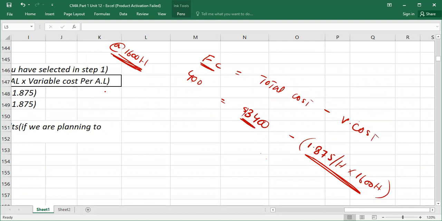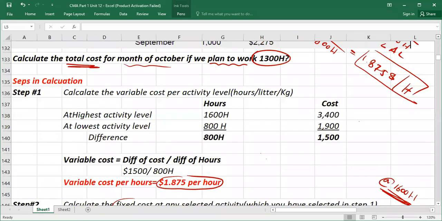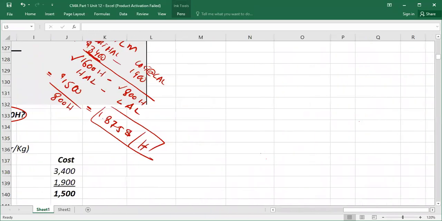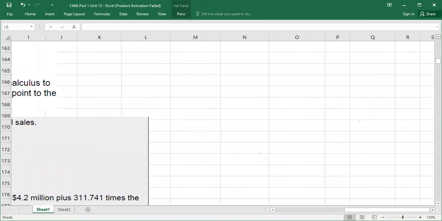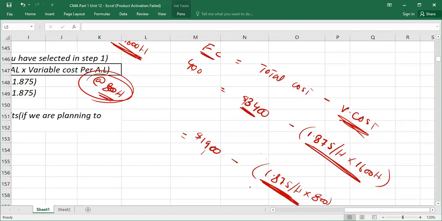In the same way, I can calculate at 800 hours also, which was also a selected activity level. Their total cost was how much? $1,900. You can check from the question. At 800, it was $1,900. Understood? You can try again. At 800, our total cost was $1,900, minus I need to deduct variable cost. Variable cost per hour is 1.875, which I calculated in step number 1. But now I want variable cost for 800 hours. I'll multiply by 800, and this will give you variable cost. I'll deduct it from the total cost. So this will give you what?